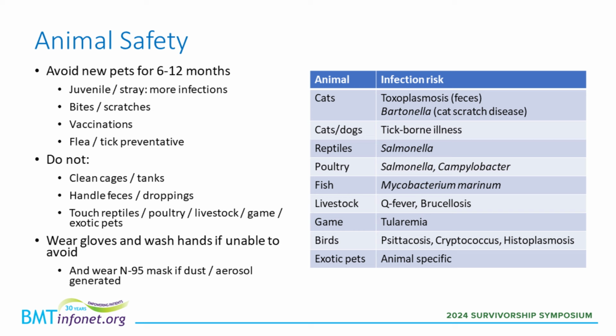For animal safety, you want to avoid new pets in the first 6 to 12 months after your cellular therapy. This is because juvenile and stray animals, if you're adopting a pet, are more likely to have organisms that can infect you. And also when you bring a new pet into the home is when you're more likely to have bites and scratches as well. So again, you want to avoid new pets for that first 6 to 12 months after your transplantation or CAR T-cell therapy.